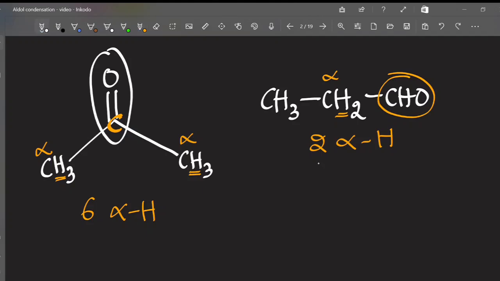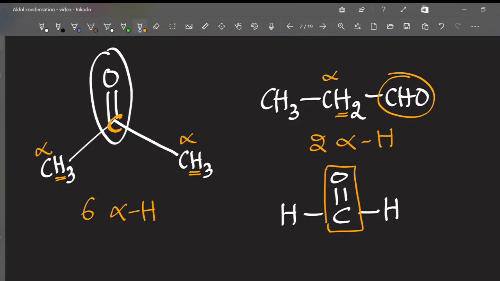Let us go for formaldehyde. Try to tell me how many alpha hydrogens you can see here. This is a functional group and there is no alpha carbon at all. When we don't have any alpha carbon, then we obviously don't have alpha hydrogen. So please don't misunderstand. This is not our alpha hydrogen. This is not our alpha hydrogen. The hydrogen must be attached to an alpha carbon to call it an alpha hydrogen. So formaldehyde does not contain any alpha hydrogen.